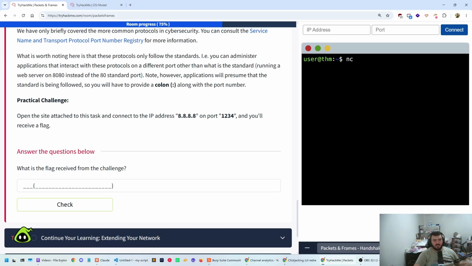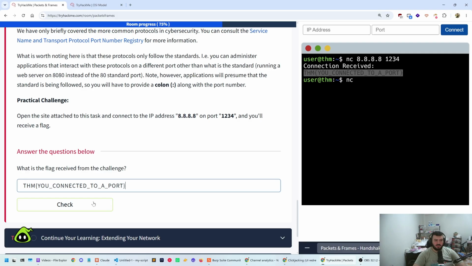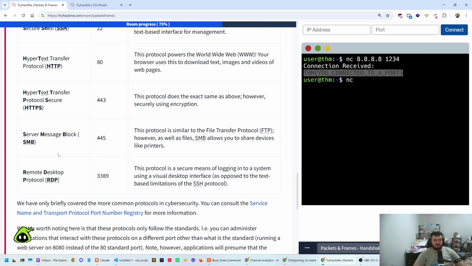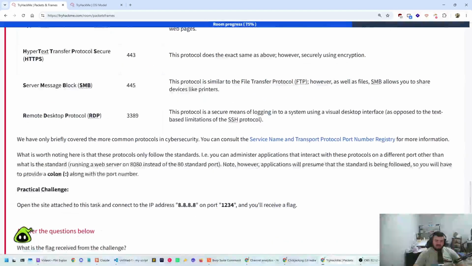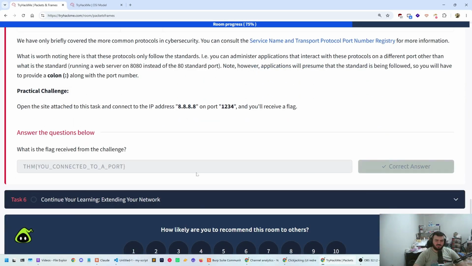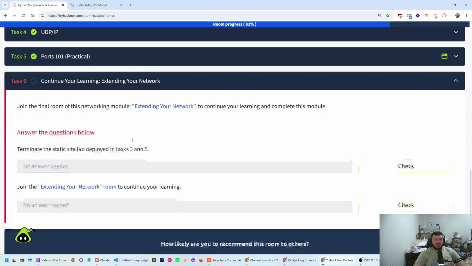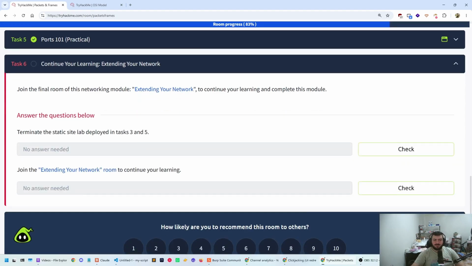All right, so open the site attached to this task, connect to the IP address 8888 on port 1234, and you will receive a flag. 8888 and then 1234, connect, and then you are going to receive a flag. So it is essentially super simple. You do have some default ports, but you don't need to memorize any of these. You can easily just Google whatever port you're checking for.